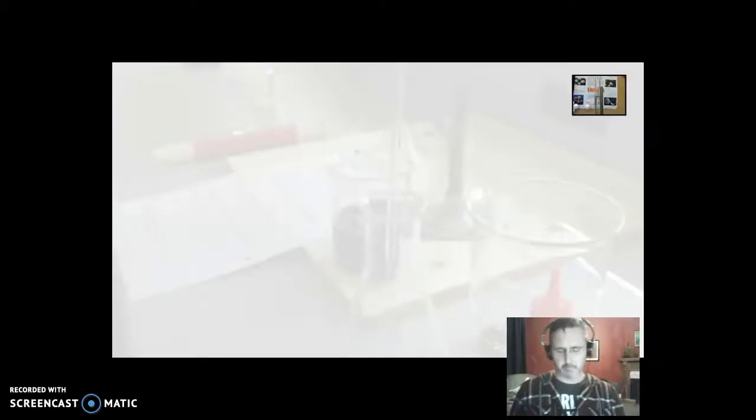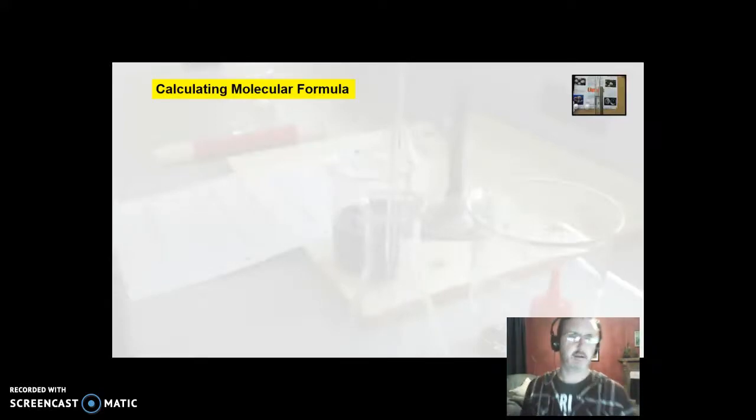Right, okay, what I'd like to do in this video is to just demonstrate how we can calculate the molecular formula when we're given the empirical formula and the molar mass of the unknown compound. So just a quick revision here, the empirical formula is the simplest ratio of the atoms in a molecule, and the molecular formula is a representation of the actual number of atoms in a molecule.